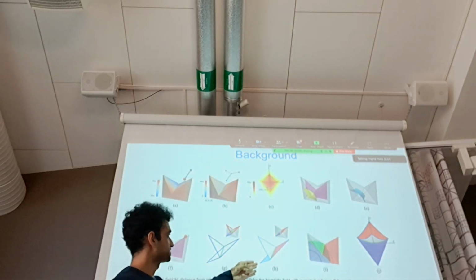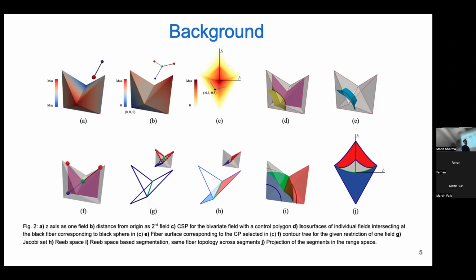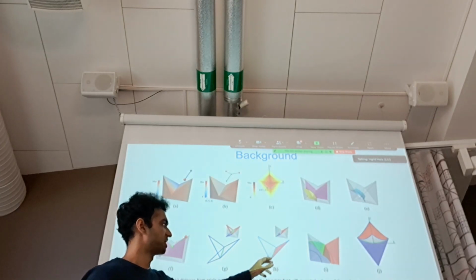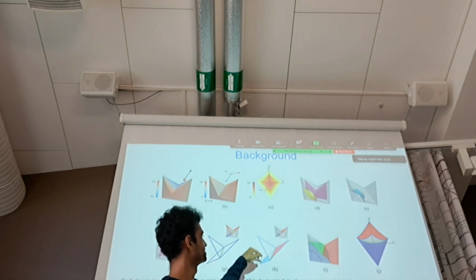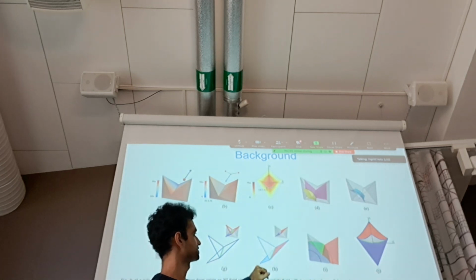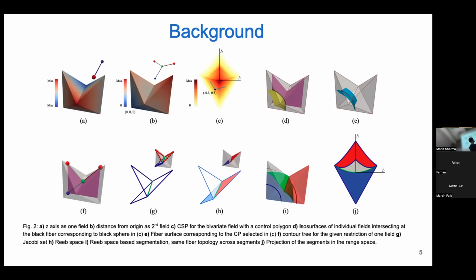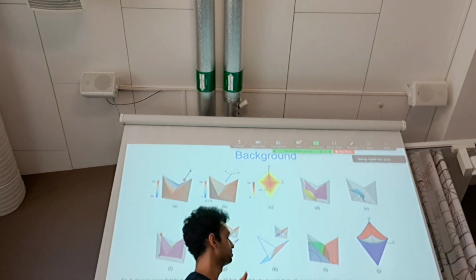Then the Reeb space: if we stack all the contour trees, we get a Reeb space, and this Reeb space divides our domain, our bivariate field, into segments of the same topology. What do I mean by that? Same fiber topology. I see 3 different sheets in this Reeb space. Each sheet belongs to a segment in the domain. Inside each segment, I have similar fiber topology: this blue, red, and white.